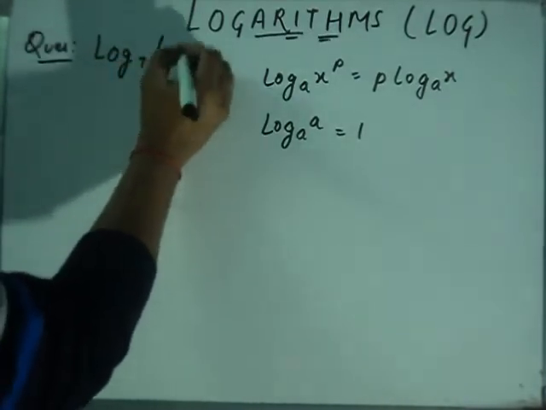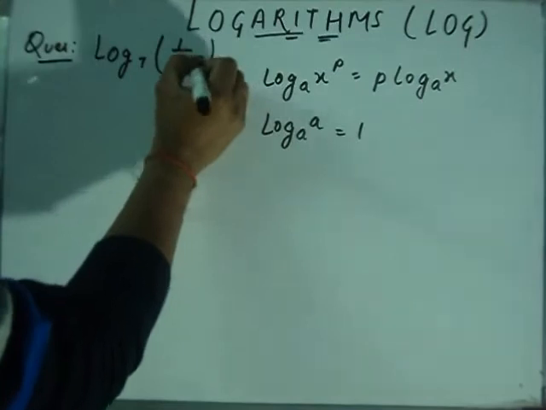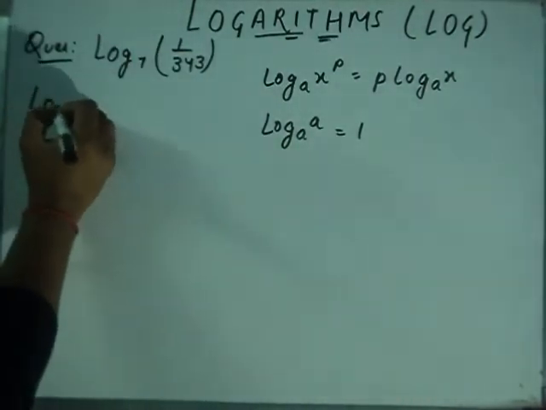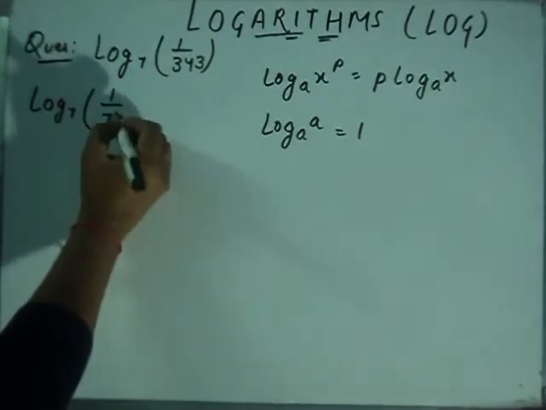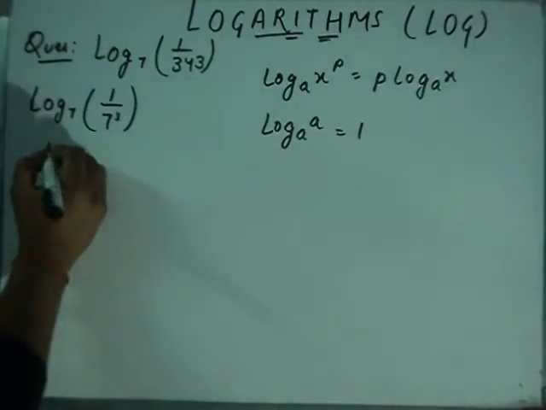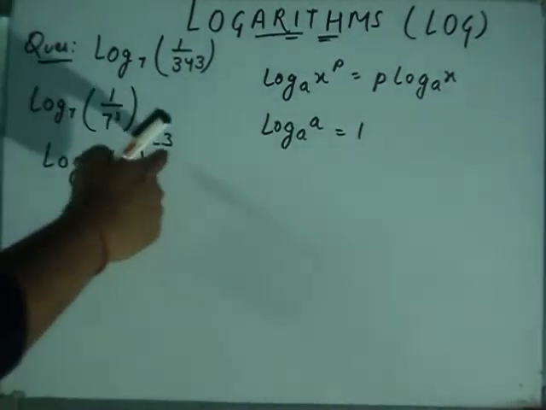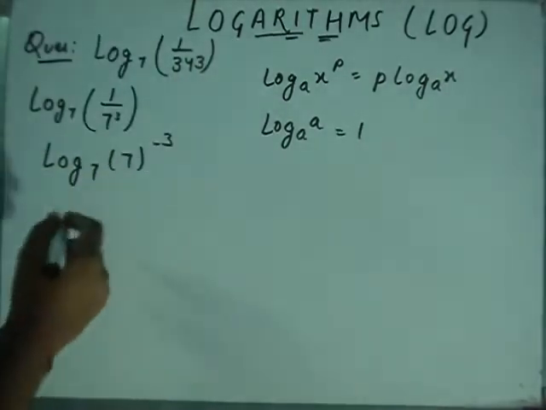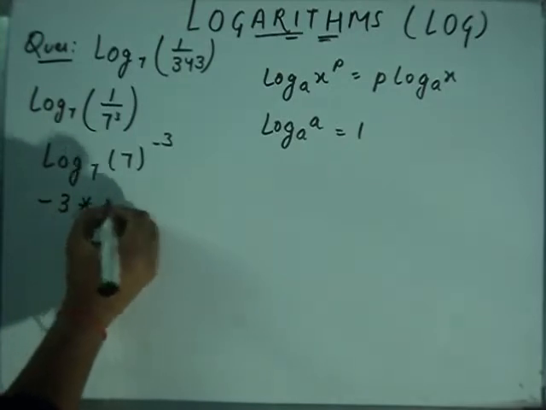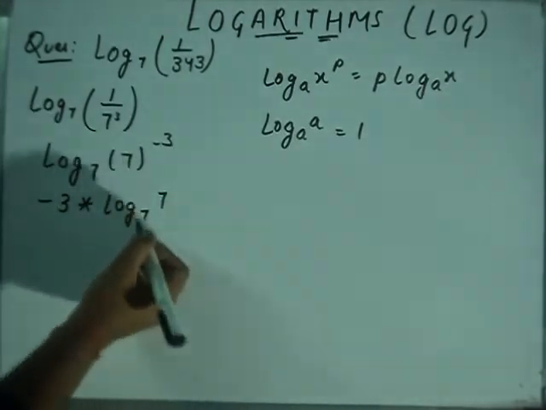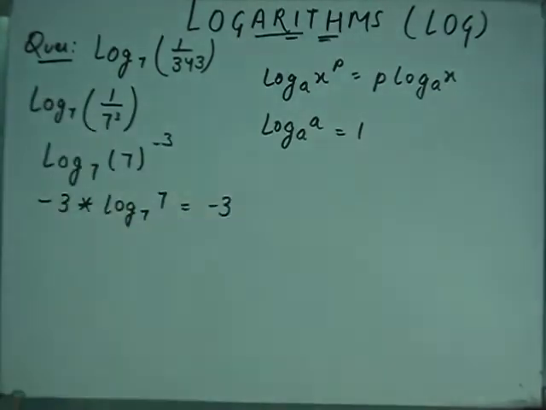I have this value 1 divided by 333. I can write this value as this value, and this value will become this value, and by this property and this property we will get minus 3 into log 7 which is equal to 1, and we will get minus 3 as our answer. Okay, so let's discuss one more thing.